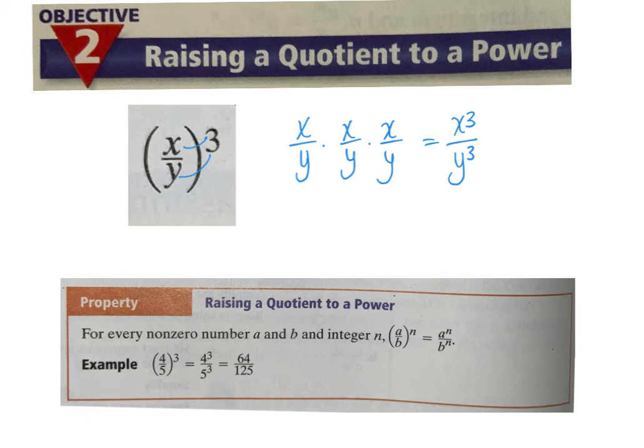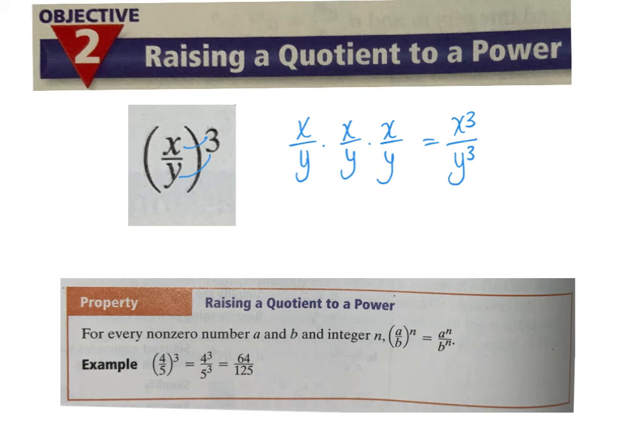It says for every non-zero number a and b, and an integer n, you have a over b to the n equals a to the n over b to the n. They give us the example 4/5 raised to the third power. If you are taking a fraction to a power, you just take the numerator and the denominator to that power. 4 cubed over 5 cubed is 64 over 125.